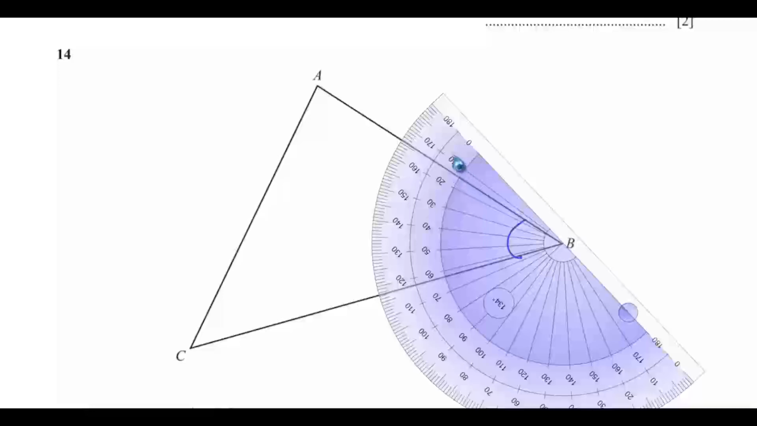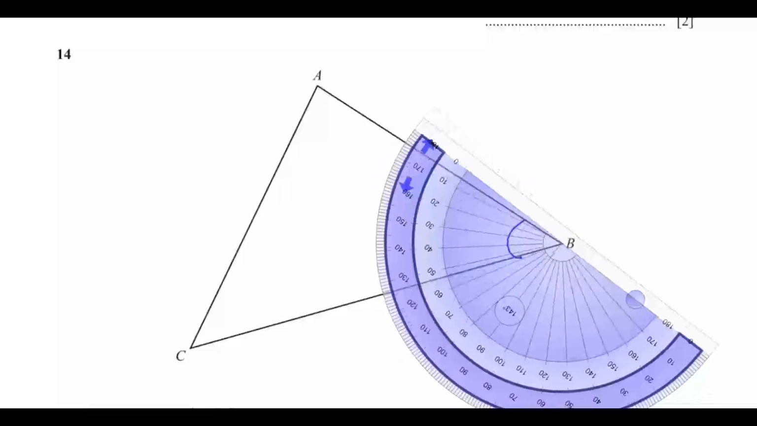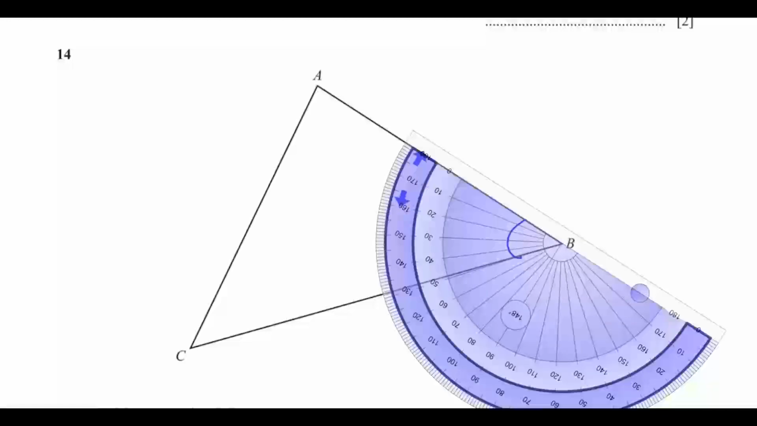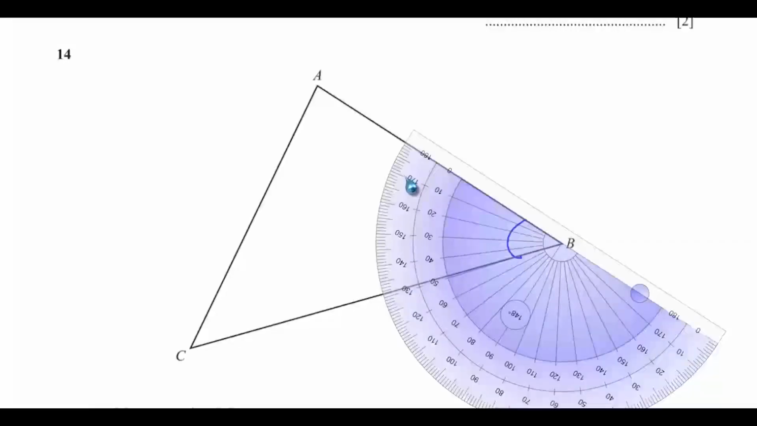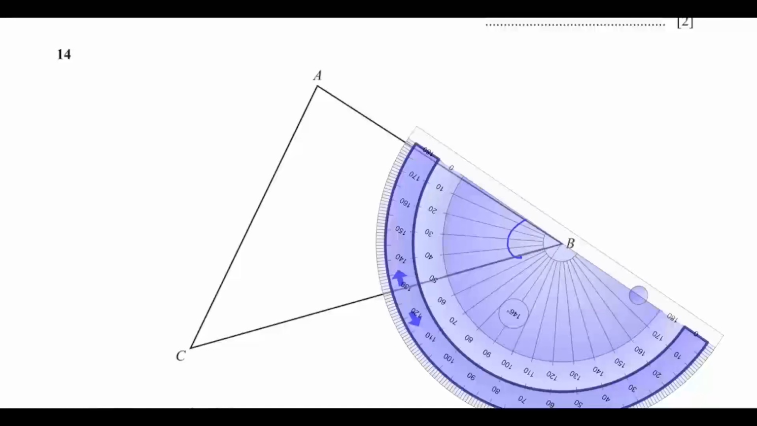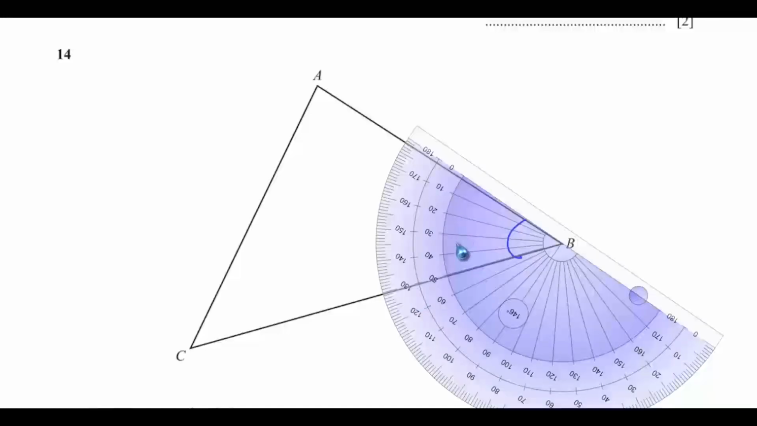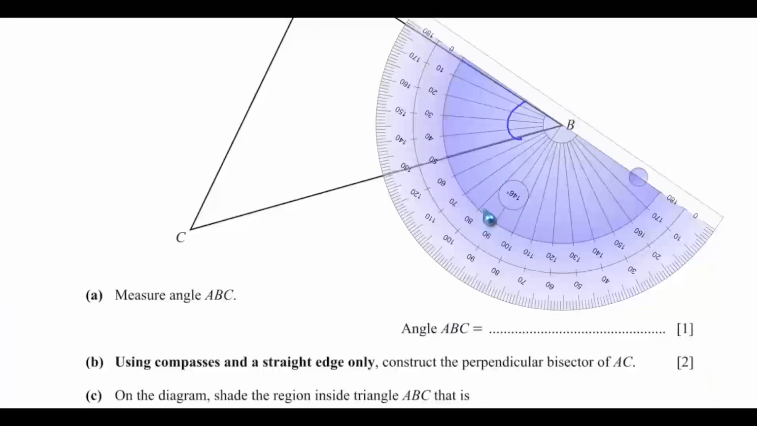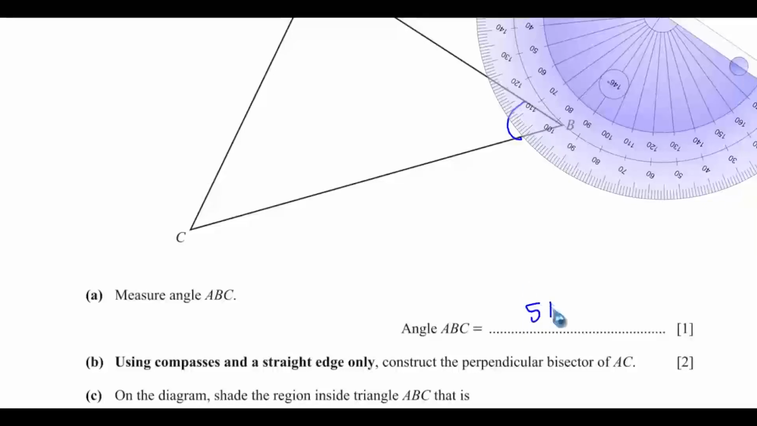Then place this one here. Let's rotate this a little bit. 0 here. So I'm using the inner reading. So let's start from 0 here. 10, 20, 30, 40. We have to shift this a little bit. It's not on it yet. Good. So we have 50, then 1. So we have 51 there. So let's remove this. It's 51 degrees.